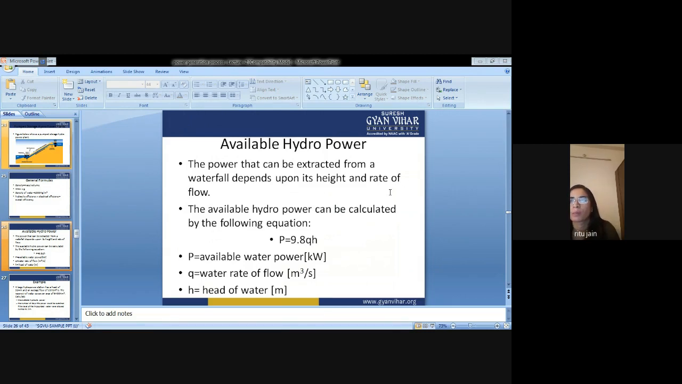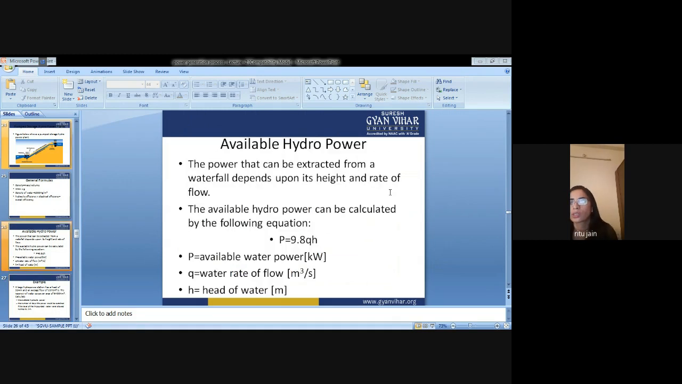Available hydropower: the power that can be extracted from a waterfall depends upon its height and rate of flow. The available hydropower can be calculated by the following equation. P is equal to 9.8 QH. P is the available water power in kilowatts, Q is the water rate of flow in meter cube per second, and H is the head of water in meters.